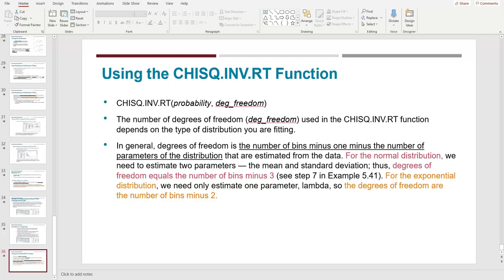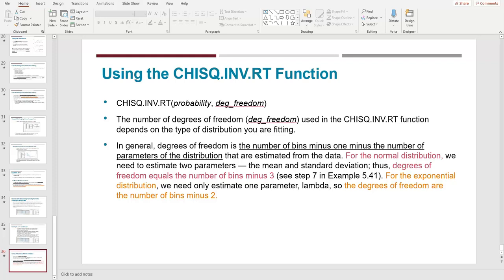For normal distribution, we need to estimate two parameters, mean and standard deviation. Therefore, the degrees of freedom is the number of bins minus 3. Similarly, for exponential distribution, since we only estimate lambda, the degrees of freedom are number of bins minus 2.